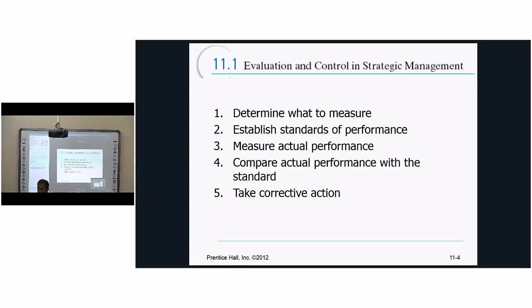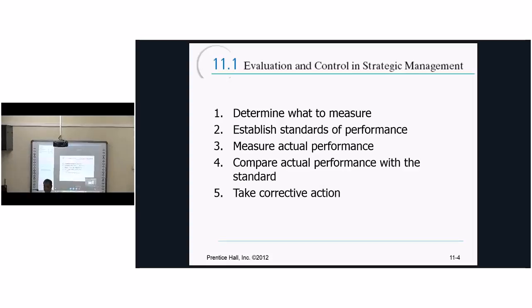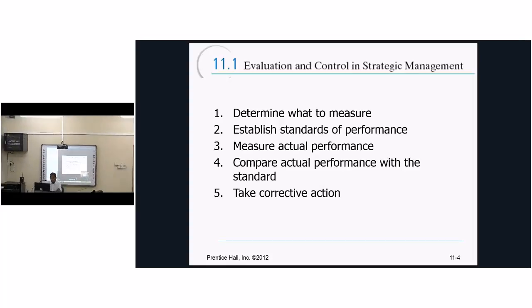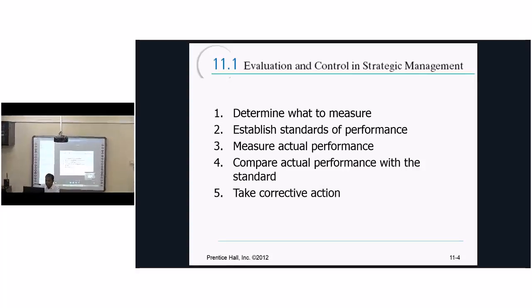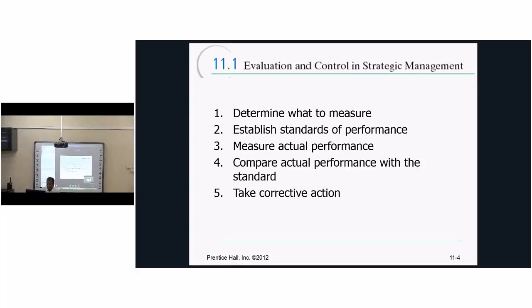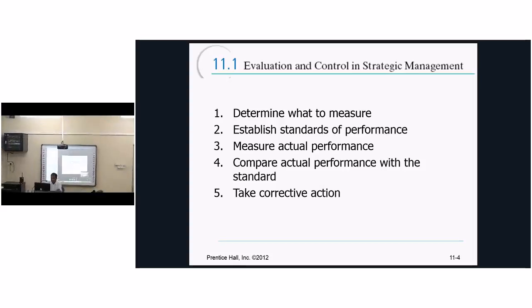So evaluation and control involves 5 steps. The first step is to determine what to measure and establish standards of performance, then measure actual performance. Then the fourth step is to compare actual performance with the standard.